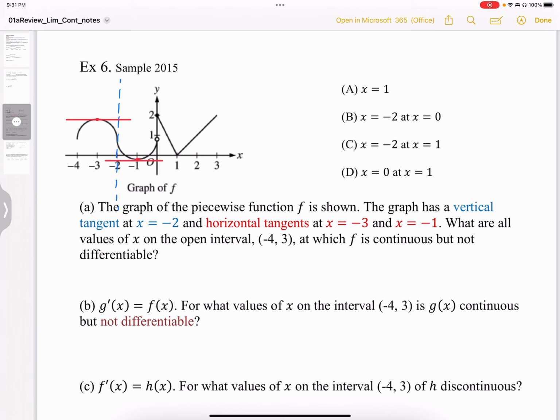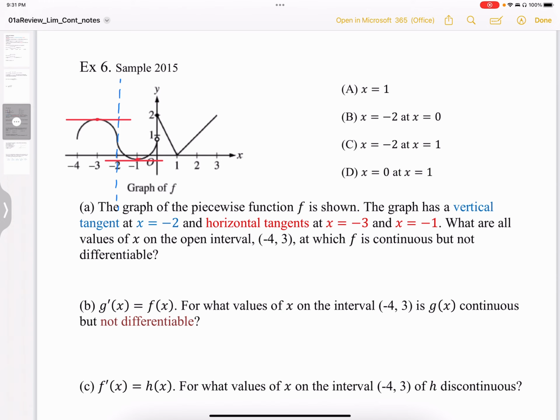Now, it tells us that the graph has a vertical tangent at -2, so I've drawn that in blue. There's a vertical tangent line there. And there's horizontal tangents at -3 and -1, which is also drawn in there. The question asks, what are all the values of x on the open interval at which f is continuous but not differentiable?